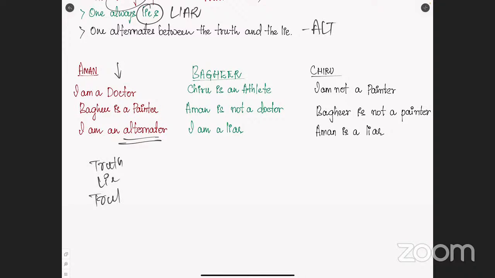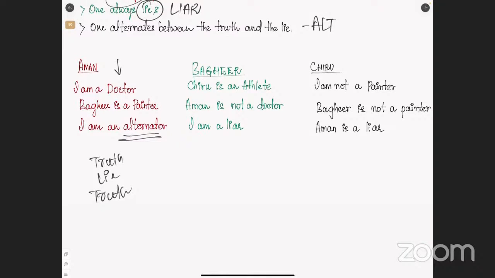Then I will tell truth in the next statement. So that is what he says. Now comes Baghir. What is Baghir saying? Baghir is saying Chiru is an athlete. Okay. Aman is not a doctor and I am a liar. Now, that is the statement made by Baghir.